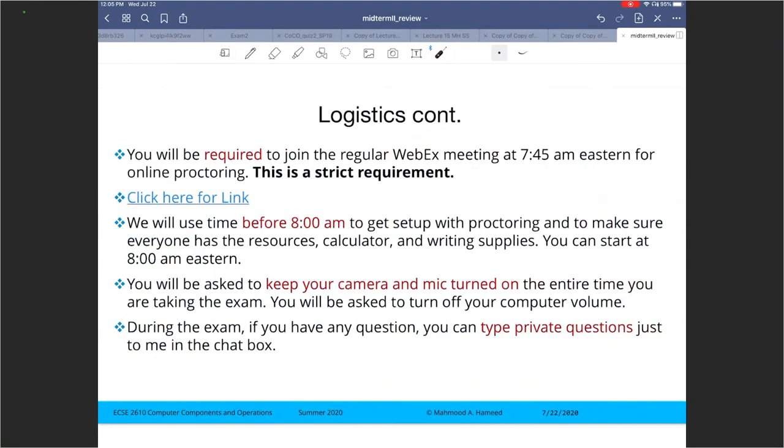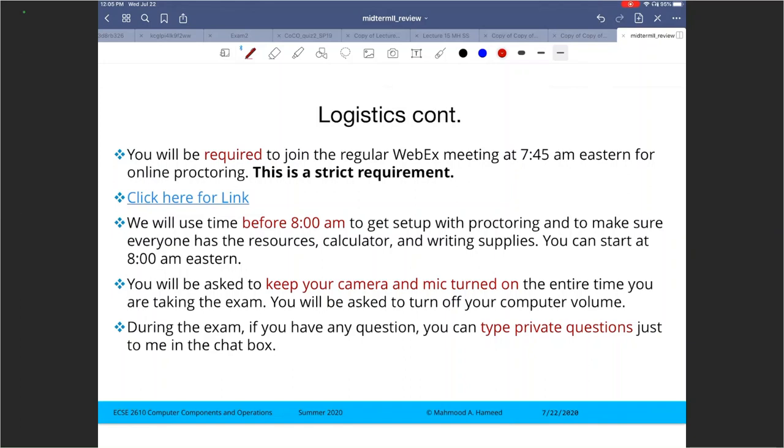Next, where is the exam going to be? Please join the regular WebEx meeting at 7:45 a.m., so 15 minutes before the start of class. Join the meeting, and I have provided the link over here, which you can access if you open up the PDF, which I'll be uploading to Piazza later during the day. This is the same link as the regular class link, so you can get to the WebEx meeting either way.